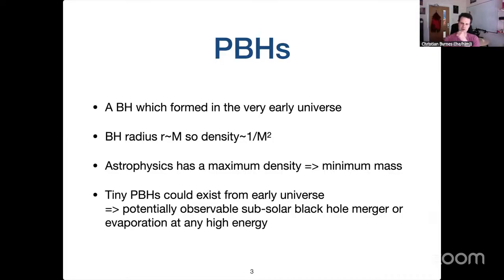Why is that important? Well, it means in astrophysics, there's a maximum possible density based on degeneracy pressures, for example, related to the Chandrasekhar mass, okay? So if you've got a maximum possible density, then there's a minimum possible mass that corresponds to, which is approximately the solar mass, and by coincidence, okay? Primordial black holes, on the other hand, form in the very early universe when the density couldn't be arbitrarily large, so they're not bound to that limit at all.